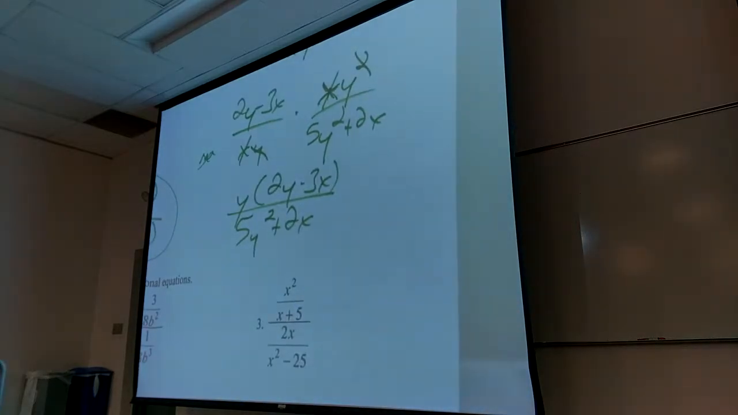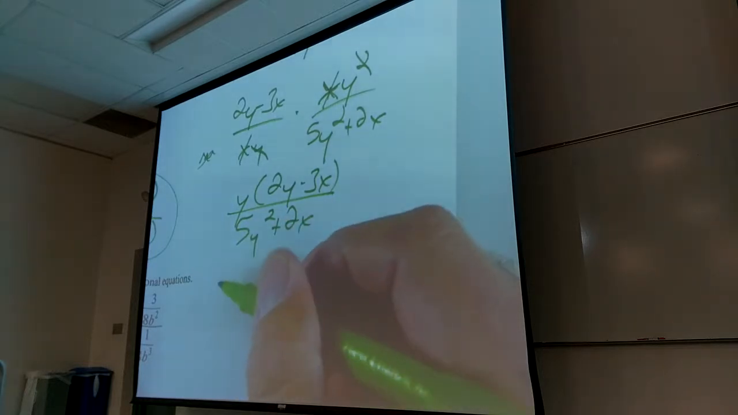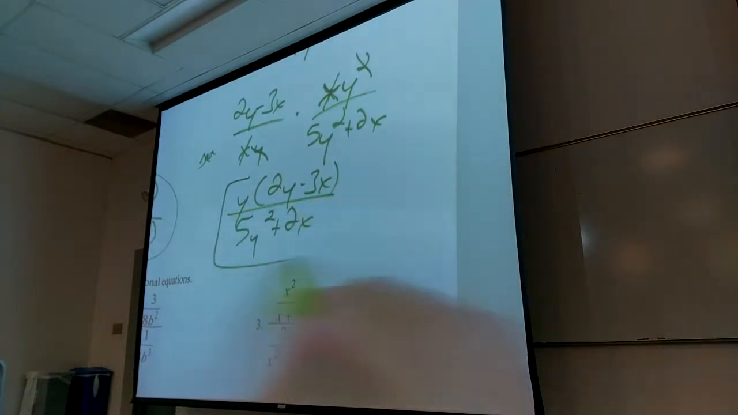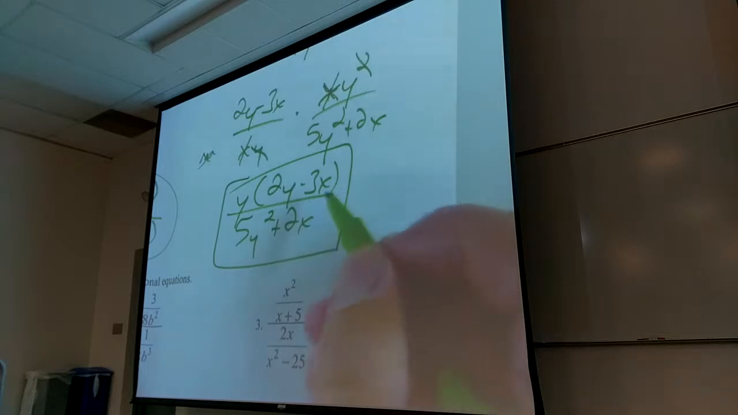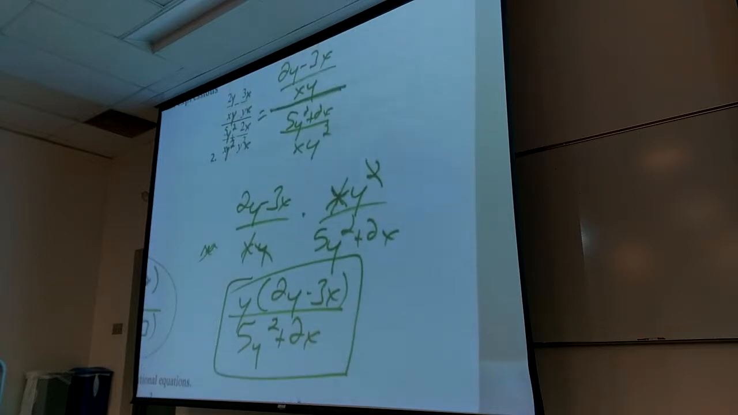Anything cancel? Can it kill a y? They want to die, but they can't. You did not pass the right to die law on this problem. You could distribute the y if you wanted to, but you really don't have to. All right, that problem is done.